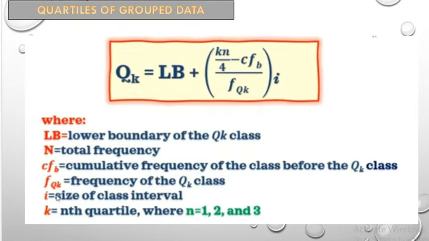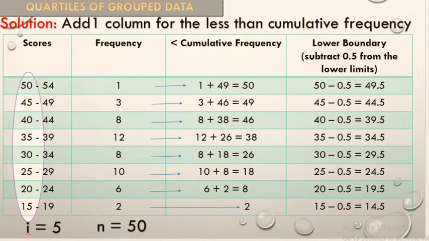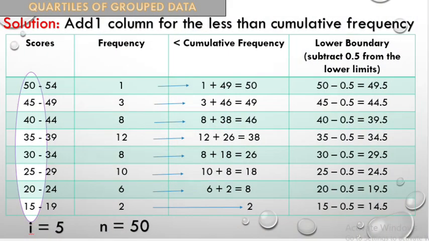So let me show you by using our examples. First, let's find out our first quartile and third quartile of the mathematics test scores of 50 pupils. So on our table, we could see the scores and frequency. 50 to 54, isa lang yung nakakuha. 45 to 49, tatlo, and so on. Here's now the solution. Add one column for the less than cumulative frequency. On our table, makikita po natin yung scores na ipinakita po kanina and yung frequency.